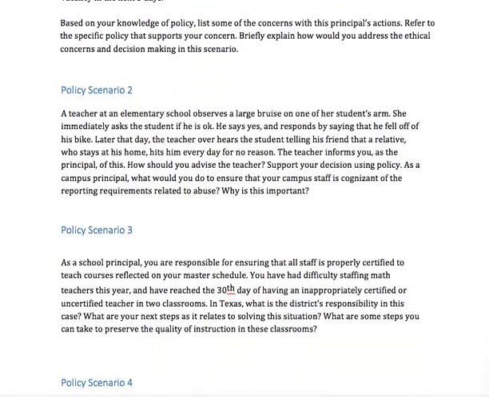Your second scenario is that there's a teacher in an elementary school and she notices a bruise on a student's arm. And so you're going to be the principal. She's going to come and speak to you and you're going to talk about how you're going to advise that teacher. And then again, you're going to support your decision using policy and why it's important for you to have all the information you need about reporting abuse.